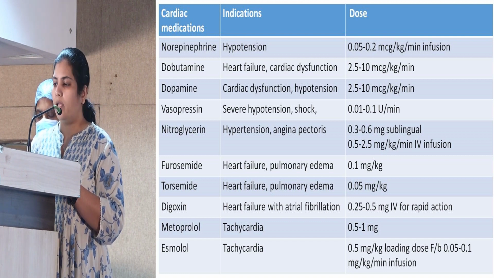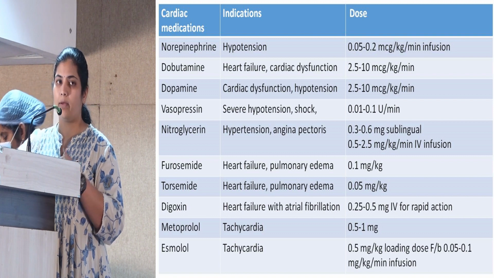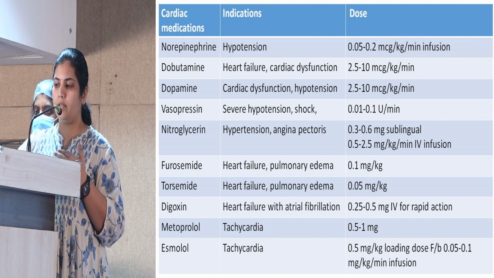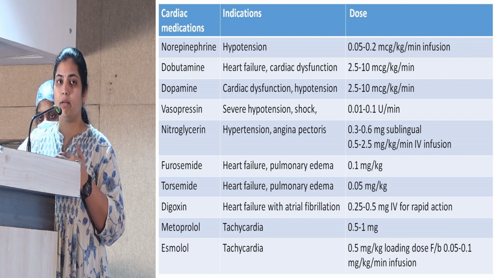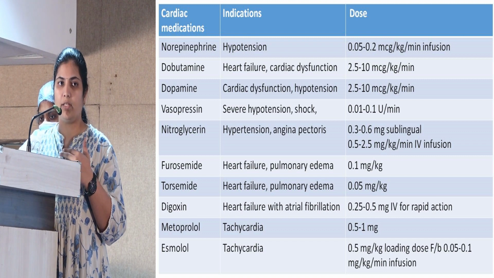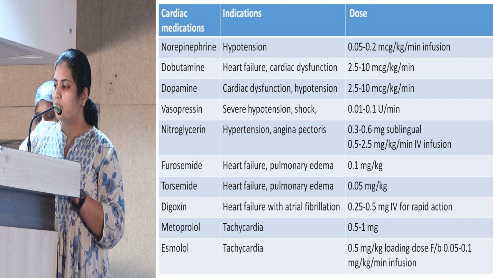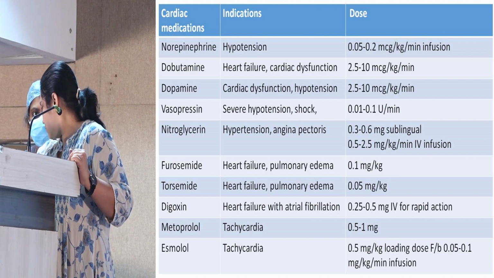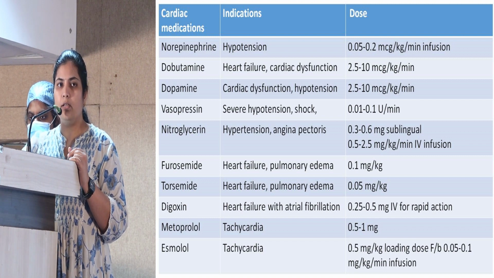So esmolol. Esmolol is more rapid acting than metoprolol, but esmolol also causes a decrease in BP. So esmolol is used when the tachycardia is causing severe hypotension, and as an emergency we have to control heart rate. Esmolol is available as a vial. So 0.5 mg per kg is the loading dose.